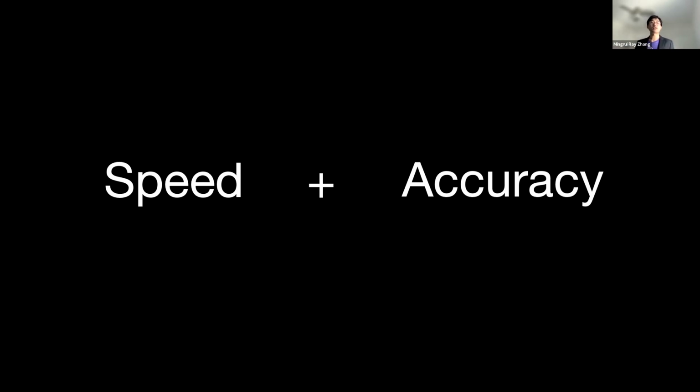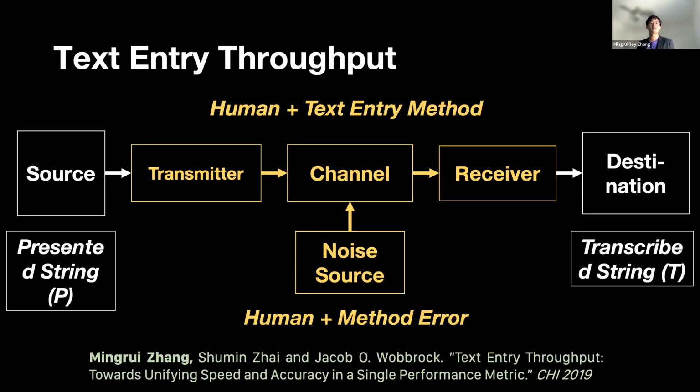This means the metric will show constant scores when the same person types with the same keyboard, even with different speed accuracy conditions. And that metric is called text entry throughput. It is derived from information theory.